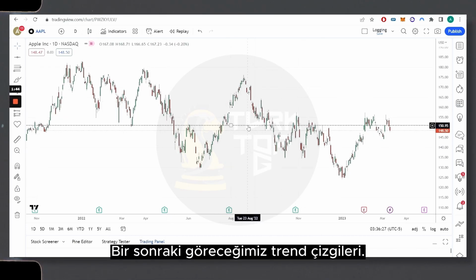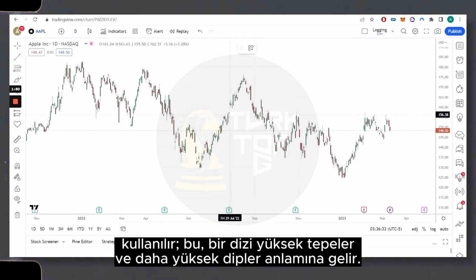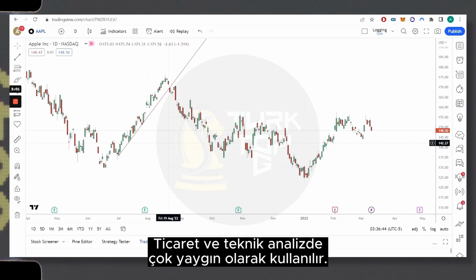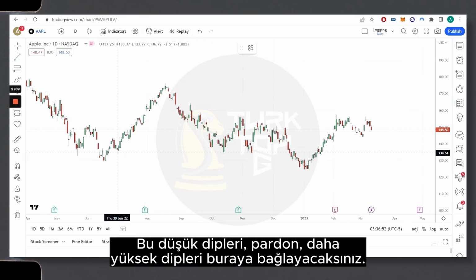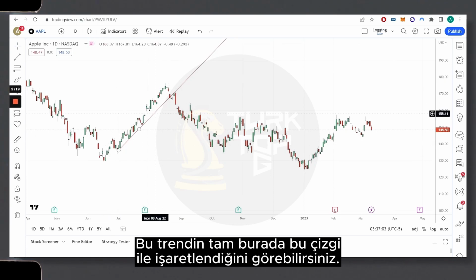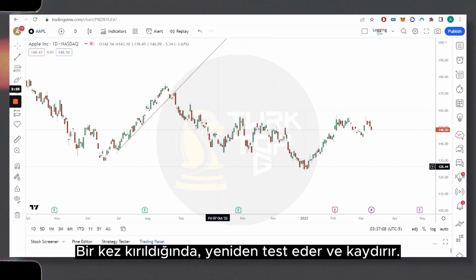The next one we'll see is trend lines. Trend lines are usually used to, as the name suggests, mark out a trend, which means a sequence of higher highs and higher lows. It's very commonly used in trading and technical analysis. I don't use it personally as much, but just wanted to share it with you guys in case you prefer them. So the way you draw it is you will connect these higher lows here. So something like this, and voila. You can see this trend right here is being marked by this line. It's being defined by it. Once it breaks, it retests and bam, it goes lower.